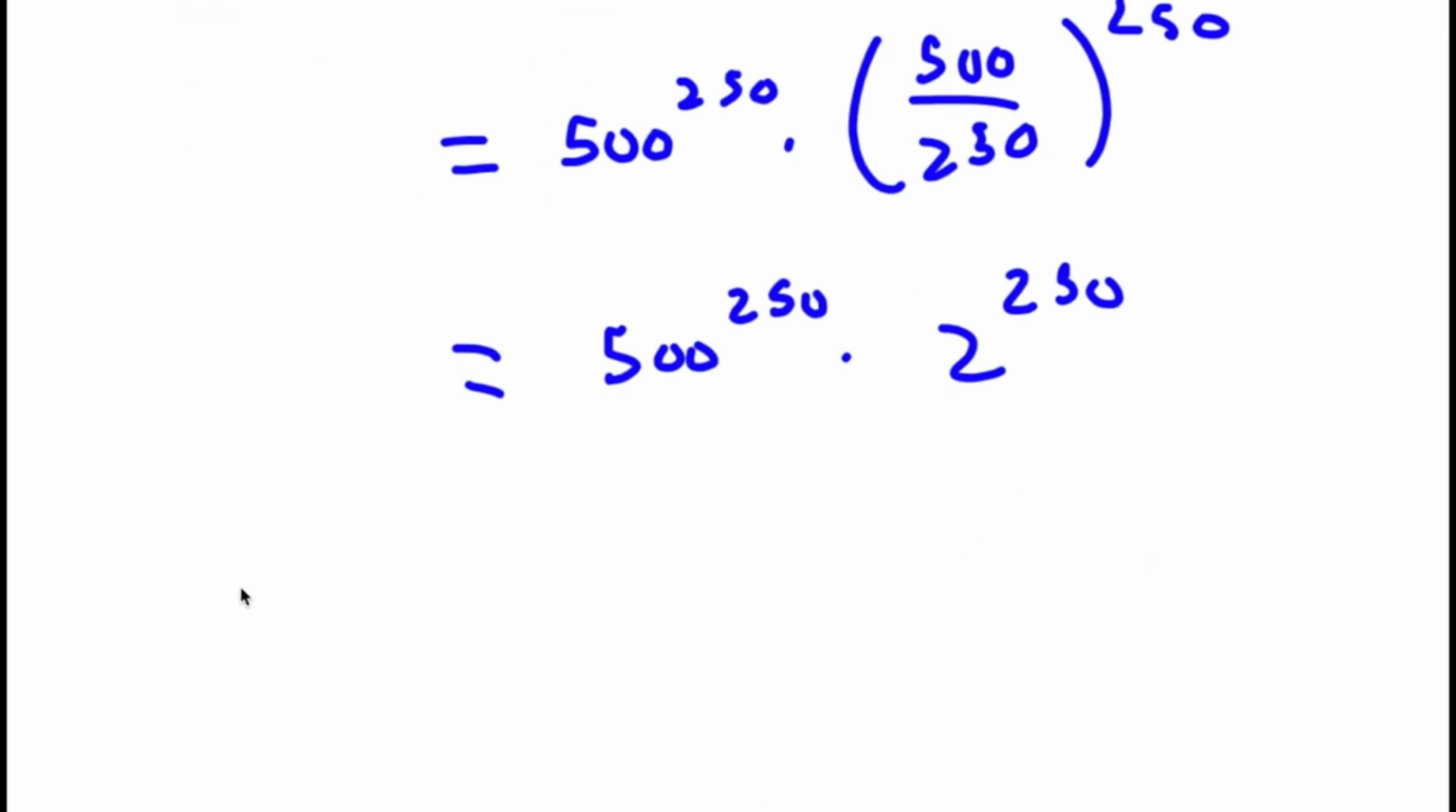Now, if I have something in the form a to the power of m times a to the power of n, this is equal to a to the power of m plus n.